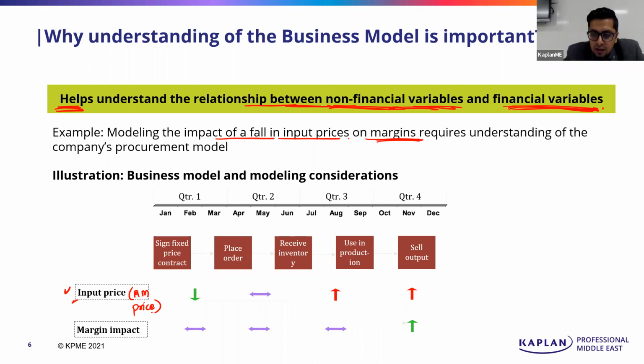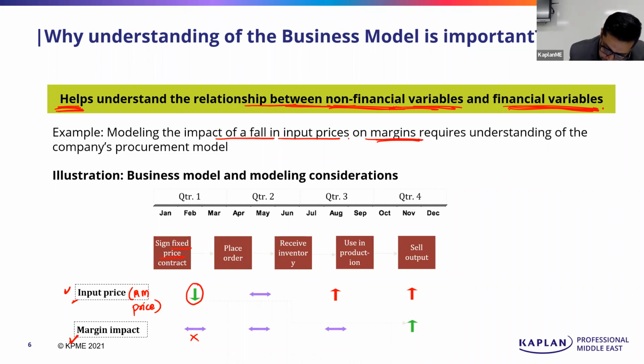What we have done is the business has entered into a contract with the supplier where the supplier will give the raw materials at a fixed price. This fixed price is higher than the current price that we are paying for the raw materials. So today the input prices have decreased. But will it have any margin impact in the same quarter? The answer to that is no. If I did not know the business model, I would have shown that my margins would have gone up right away. But that's not the case.